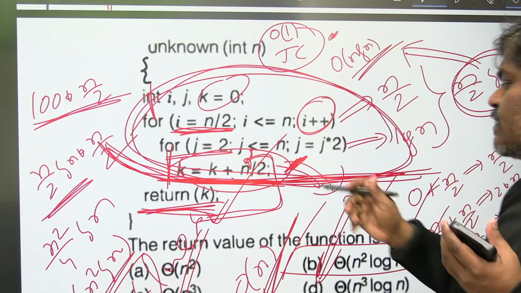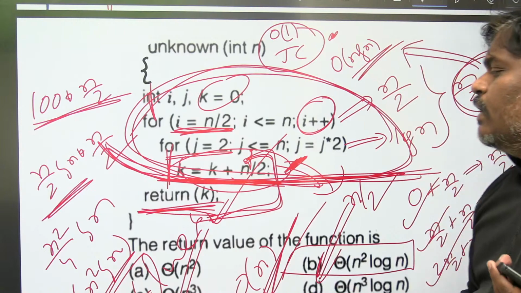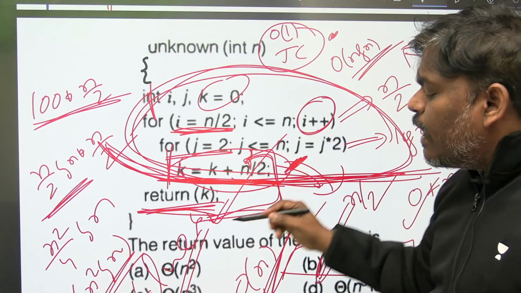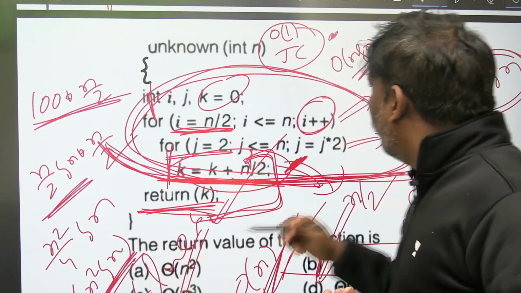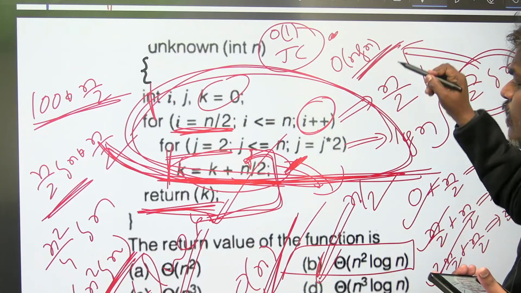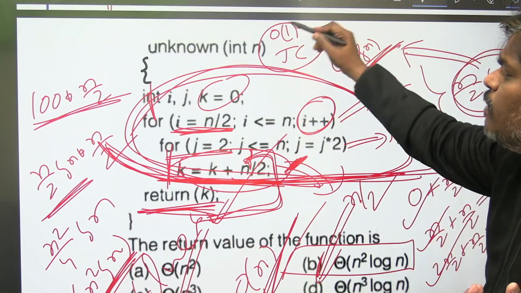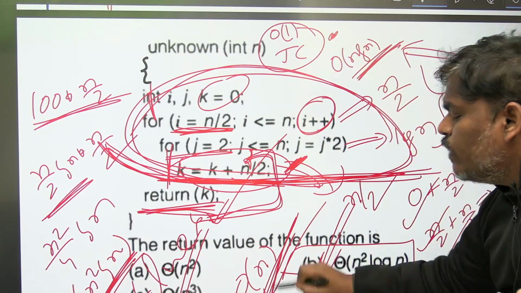So if the bracket is not there, value is n square log n, time complexity n log n. If this bracket is there, time complexity is 1, value is n by 2.